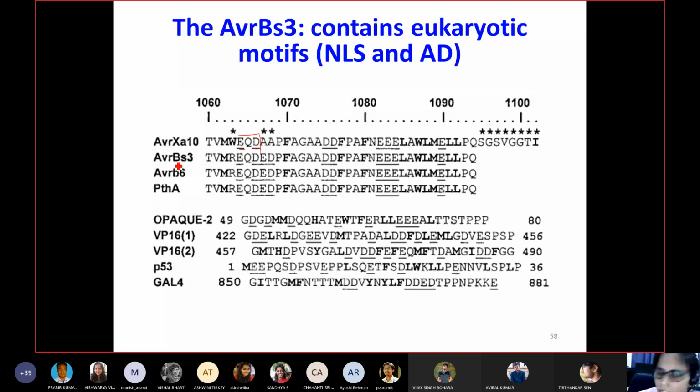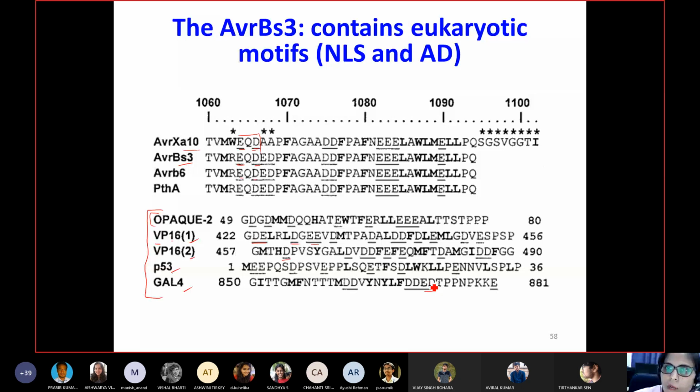So what they did, they generated some kind of strains, and these are proteins from different sources. For example, this is from herpes viral protein 16, and this is domain 1, this is domain 2, which also had acidic domain and hydrophobic amino acids. And this is from the yeast system, P53 Gal4. So all different variants they have taken, and they wanted to swap them for the acidic region of AvrBs3.